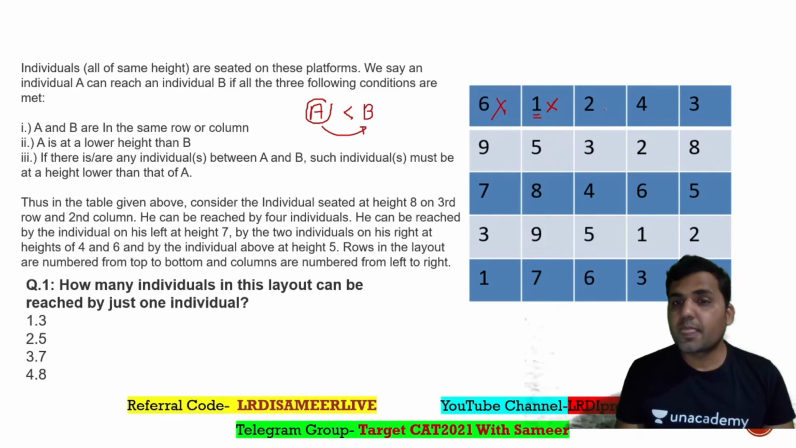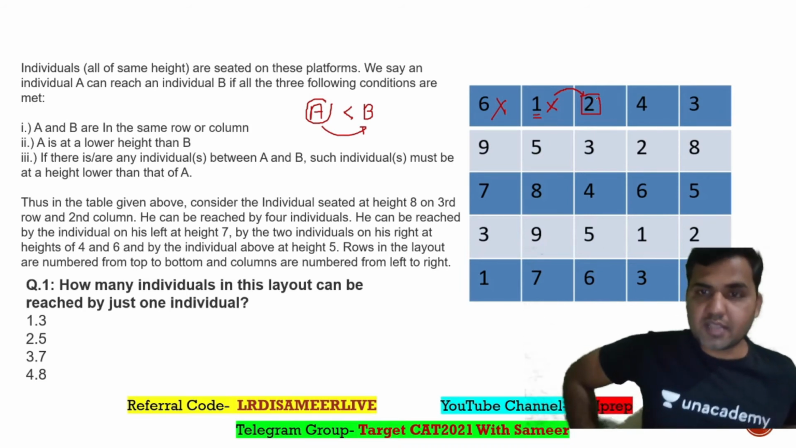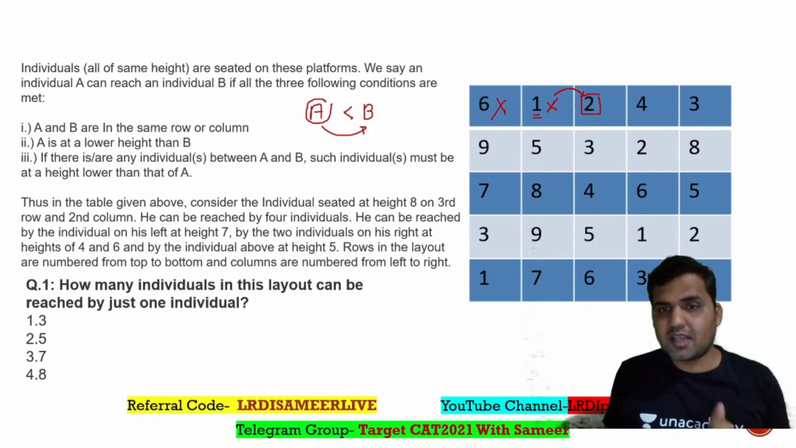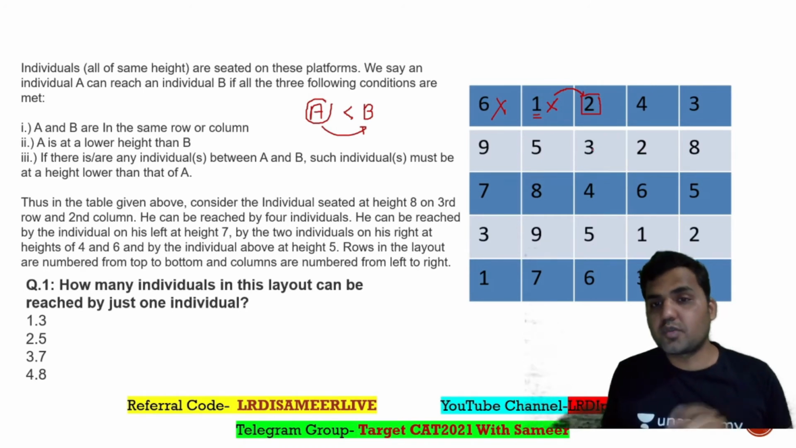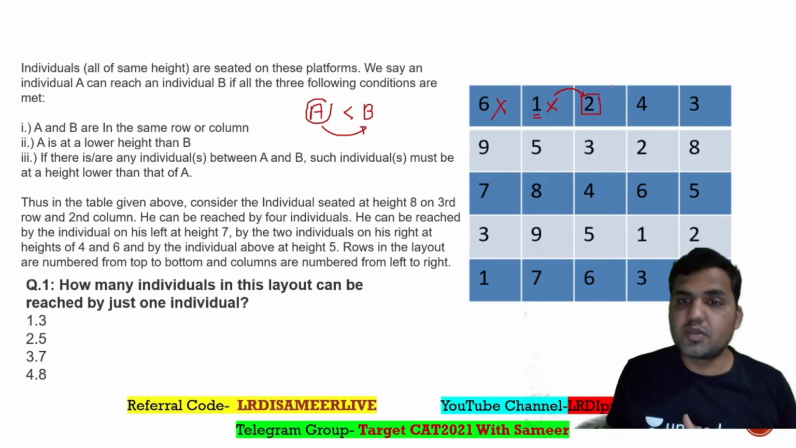If you look at 2, 2 cannot be approached by 3, right? 2 cannot be approached by 4. 2 can be approached by 1 only, right? You see that the first person 2 is a person who can be approached by one individual, that is 1. So this has to be part of the answer. This is what we need to count, because 2 can be approached only by 1 on the left hand side. From the bottom, 3 cannot approach 2 because 3 is at a higher height. 4 also cannot approach it. So 2 is a part of the answer, right?